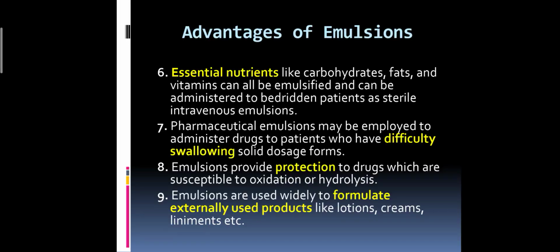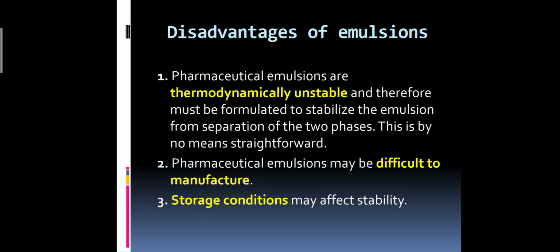And the ninth one is that emulsions are used widely to formulate externally used products, for example lotions, creams, liniments, etc. So moving forward are the disadvantages of emulsions. The first disadvantage is that emulsions are thermodynamically unstable, and therefore they must be formulated to stabilize the emulsion from separation of the two phases.